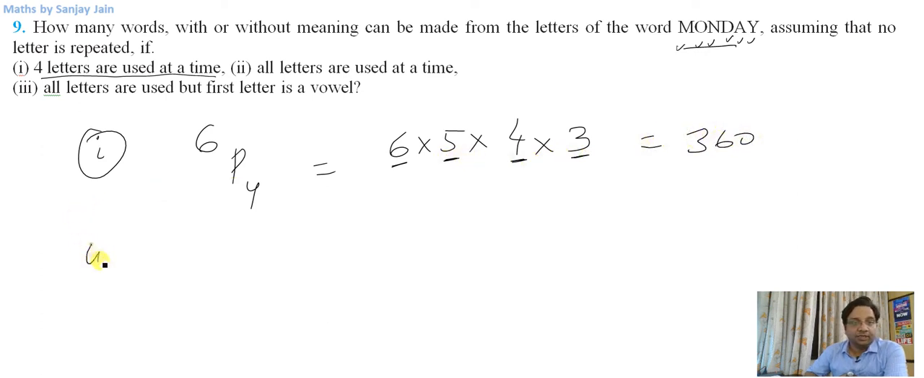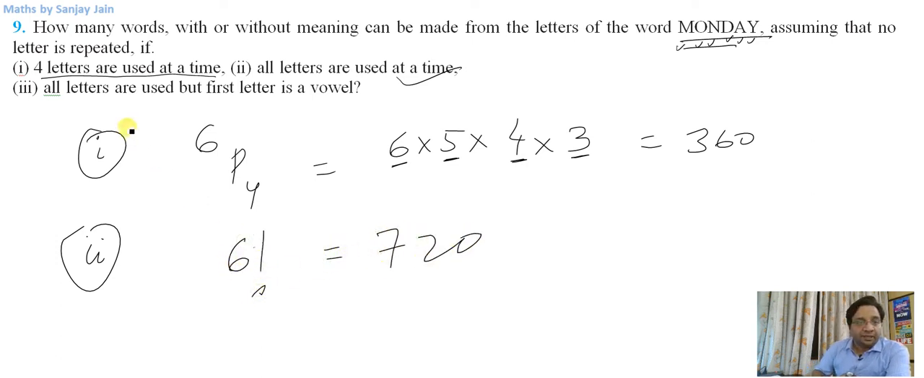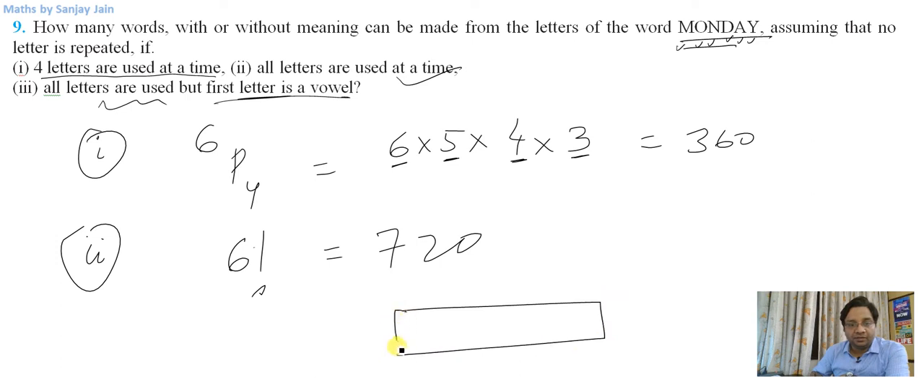What about the second part? All letters are used at a time. So these are 6 letters and the total number of arrangements will be 6 factorial, which is 720. Next, all letters are used, but the first letter is a vowel. So now I have to fix the first letter. So this first letter is fixed because this is a vowel. I'll fix this and I've got only 2 options to use from, O and A. These are the vowels, right?